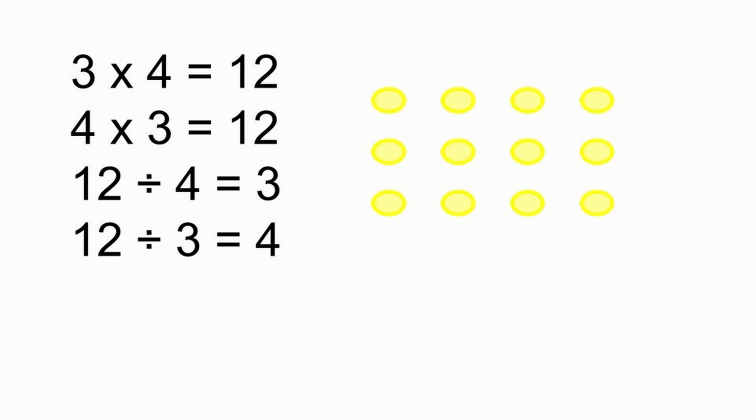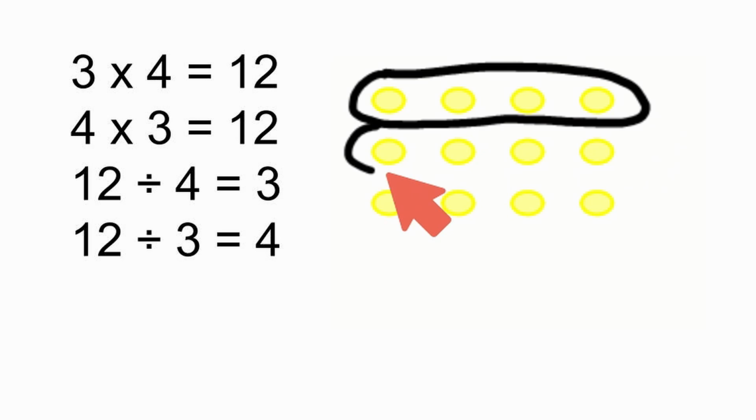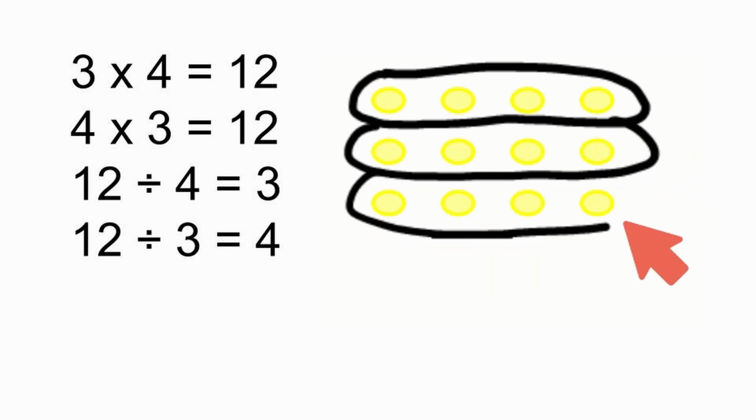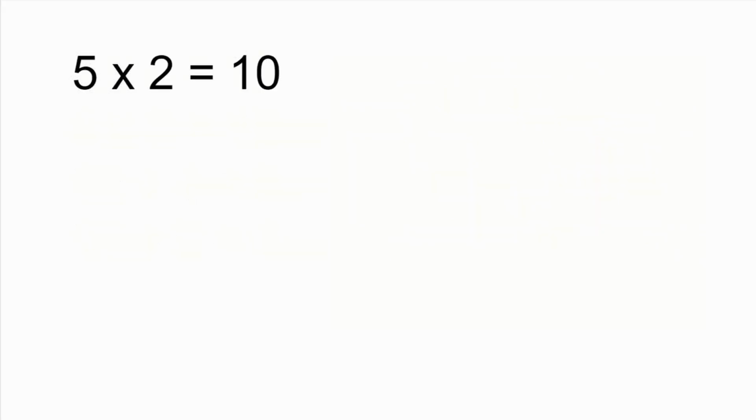Starting with 12 objects, dividing into 3 equal groups. So divided by 1 group, 2 groups, 3 groups. I see that in one group I have 4. So 12 divided by 3 equals 4. So that equation is going to be true. Now let's go over another example and see if we can figure out what all the fact families are going to be. So starting here, we have 5 times 2 equals 10.